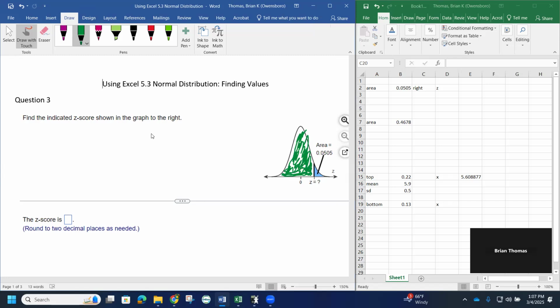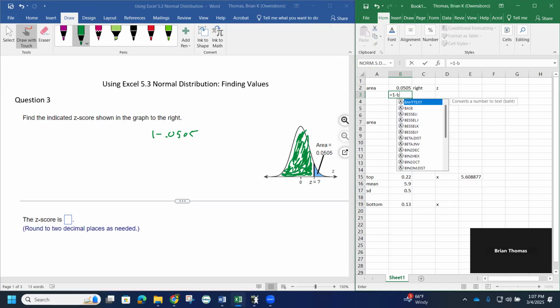To find the cumulative area to the left, we have to remember the area of the curve is 1, so we have to go 1 minus this 0.0505. Over in Excel, I can hit equals, go 1 minus, and then B2 there. That'll give me 0.9495. Now we can use this value to find the z-score.